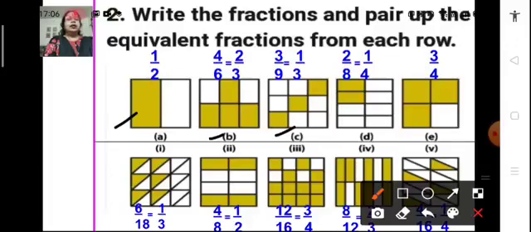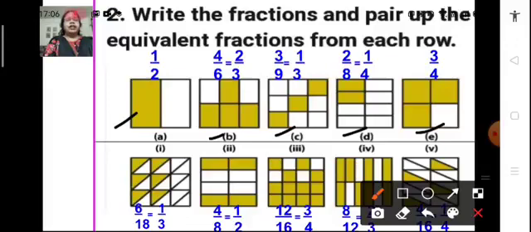Then in the fourth one, D, 2 out of 8 are shaded, that means 2 upon 8. And what will be its lowest equivalent term? It will be 1 upon 4. And in the last one, E, it is 3 out of 4, that means 3 upon 4.